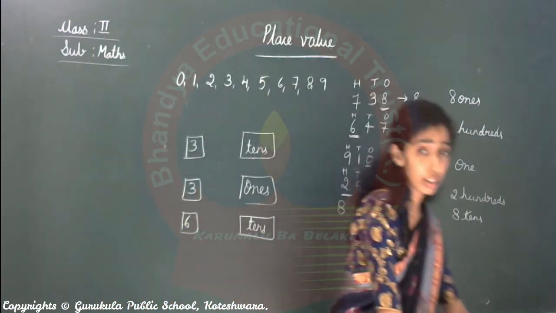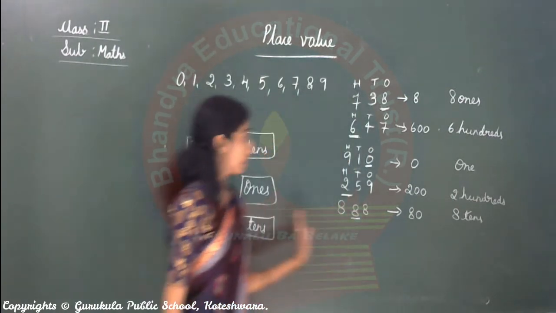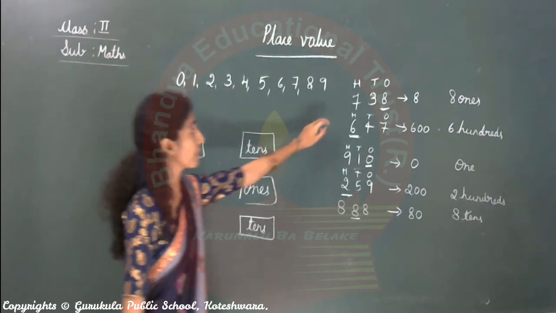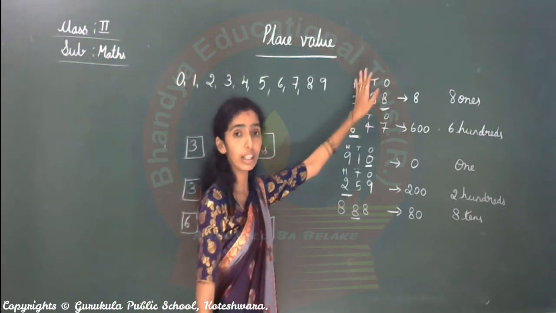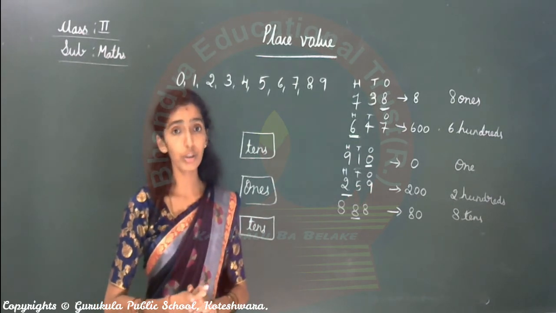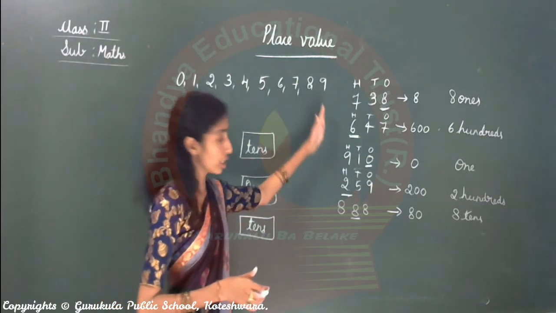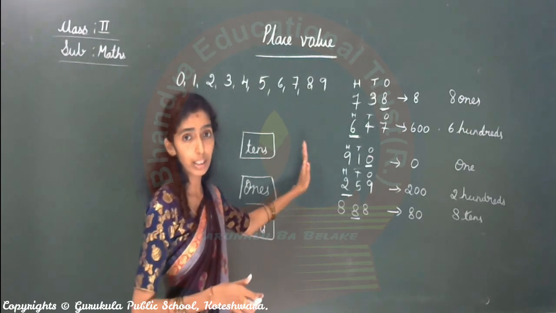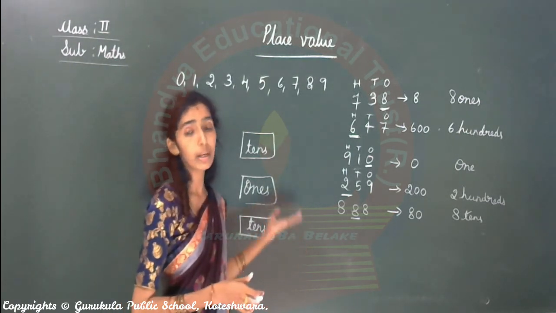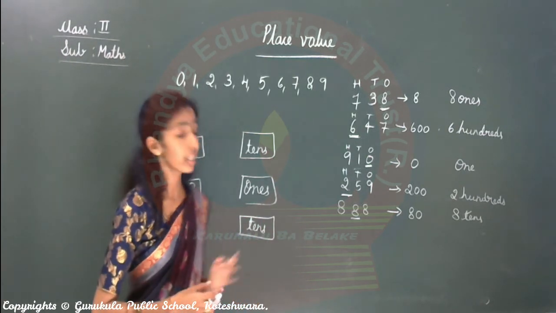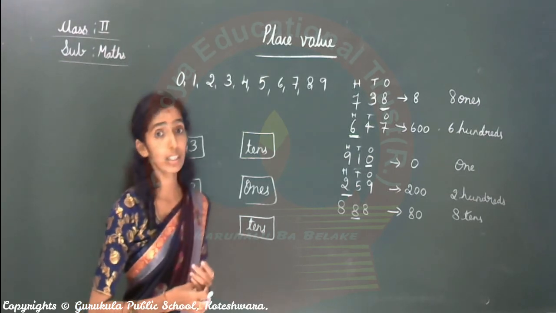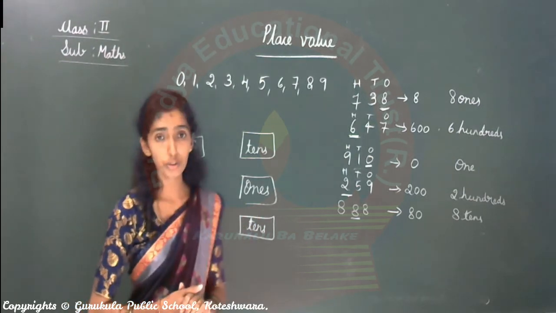I hope you understood this place value of numbers. See, like this you can write the place value. First you write hundreds, tens, ones, then you can write the place value of a number very easily. I hope you all understood. Practice this at home in your rough book. Practice this more times, then you can understand very easily. This is a very easy concept. I hope you all understood. Thank you.